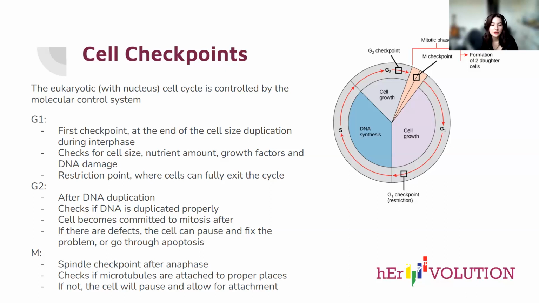It will be destroyed. And then in the M cycle checkpoint, this is the spindle checkpoint after anaphase, so after the spindle fibers are attaching or meant to be attached. And if the microtubules are not attached in proper places, the cell will pause to allow for attachment, and if they are, it'll continue. And if there's no way of connecting the microtubules, then the cell would once again go through apoptosis.